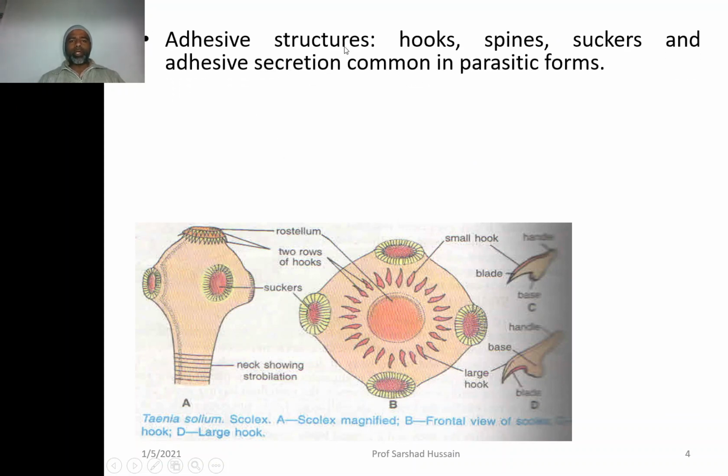They do have adhesive structures like hooks. You can see this is the anterior end of Taenia solium. I have shown you in the previous slide. So here you can see that hooks are present. Sometimes spines are present. Sometimes suckers are present. You can see suckers are also located over there. And sometimes adhesive secretions. All these features are very common in parasitic forms. Why? Because the parasite has to remain attached to the body of another organism. So they have hooks, spines, suckers, or adhesive secretions through which they remain attached with the body of other organisms.